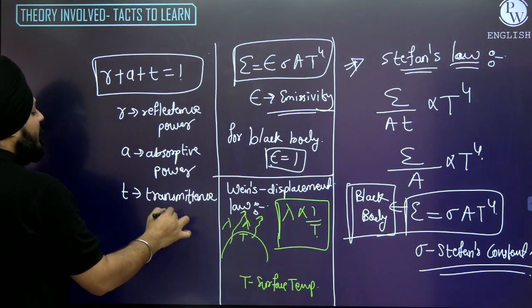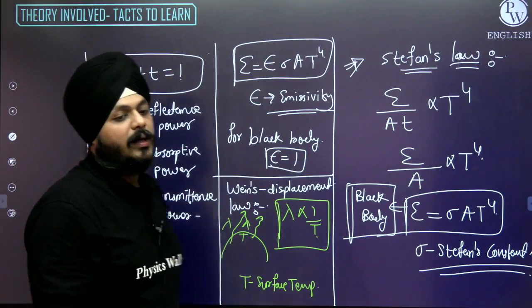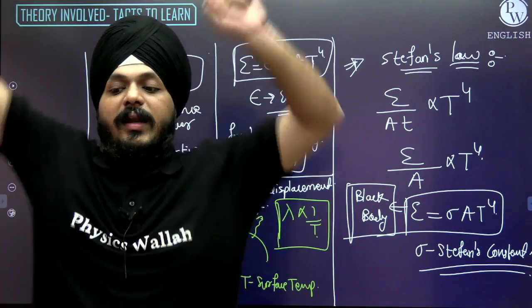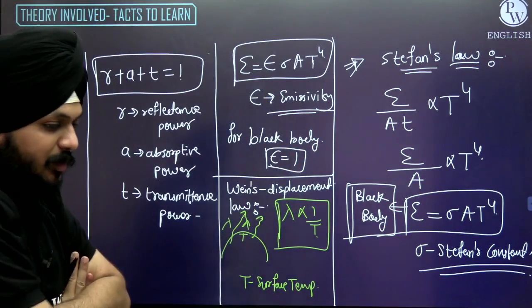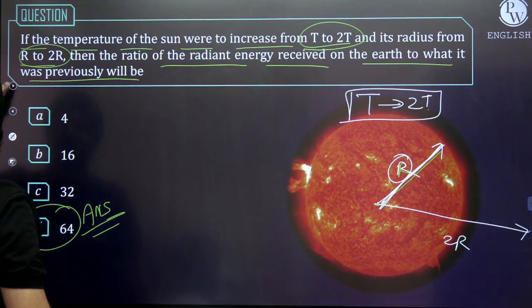Many things are there, but we are not going to move on with that part, because otherwise the lecture will be quite detailed. Okay, so this is the stuff we got from this question. And what was the answer? 64.